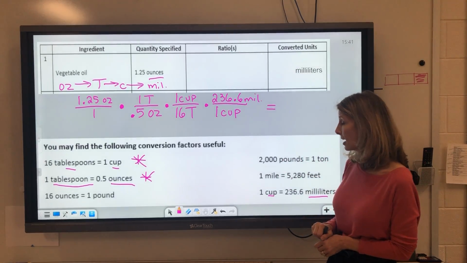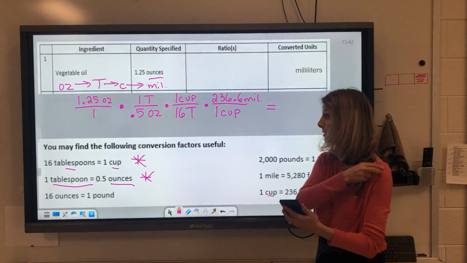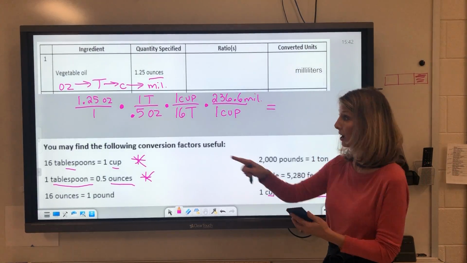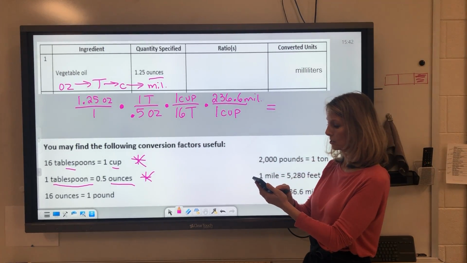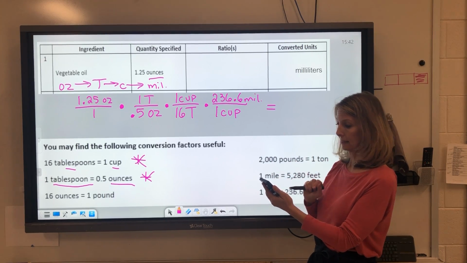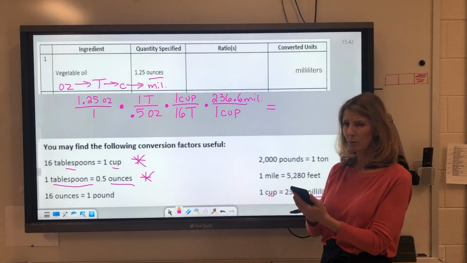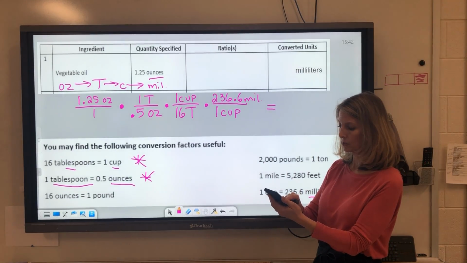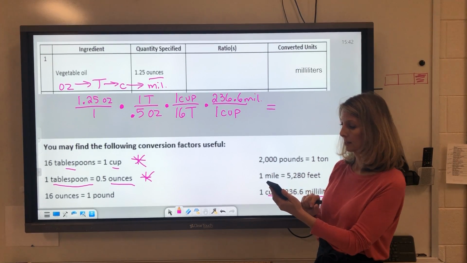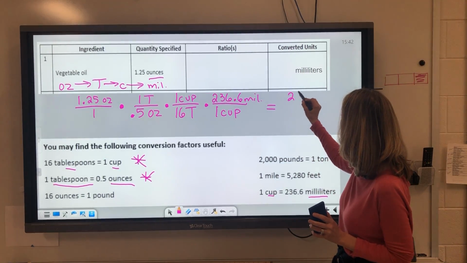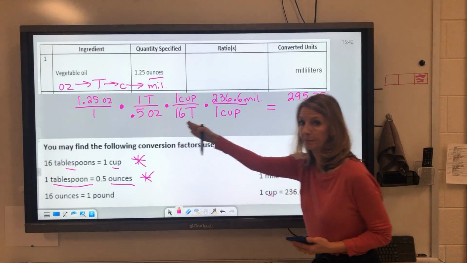All right, so let's go ahead and multiply straight across. All right, remember, you can use calculators. So we have 1.25 times 1, which I don't need to do, times another 1, times 236.6. And I got 295.75. Now I'm going to try that one more time just to make sure. 1.25 times 236.6. And I got 295.75.